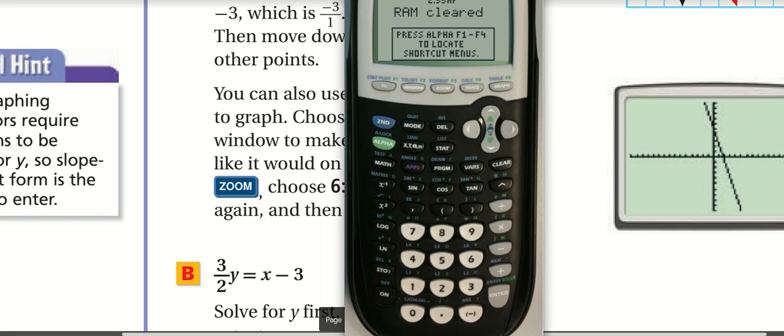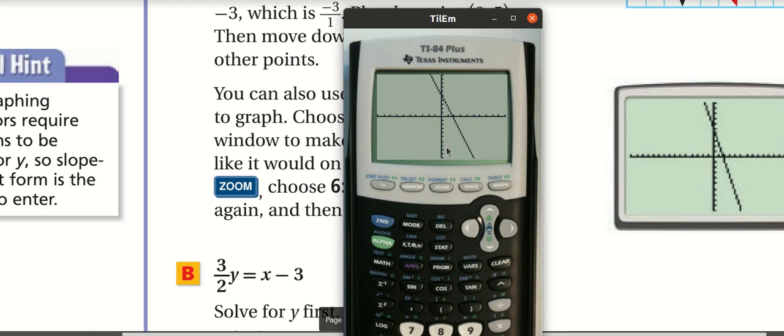Let's turn this on, clear the window. I'm going to hit the y equals button. Let's type in negative 3x plus 5. Let's make sure the window is standard, which it is, and then I hit graph. And there it is. There's negative 3x plus 5.